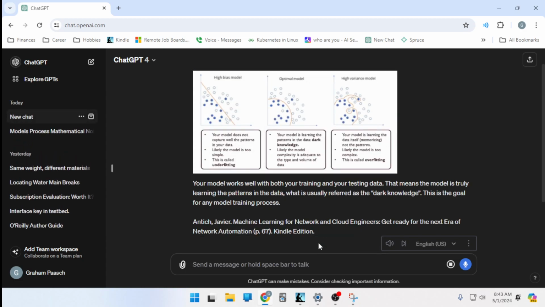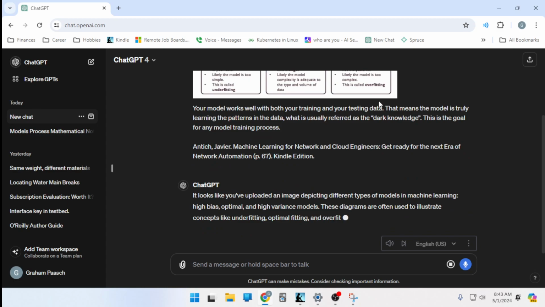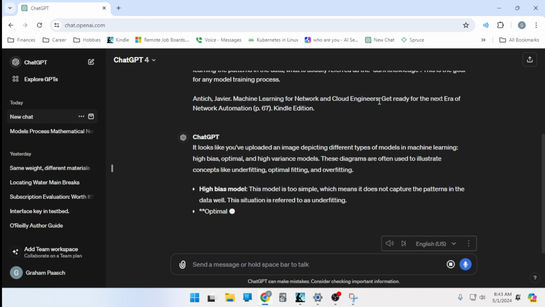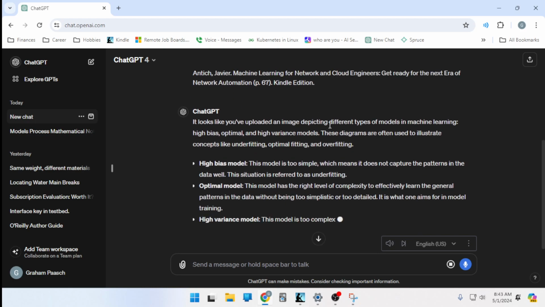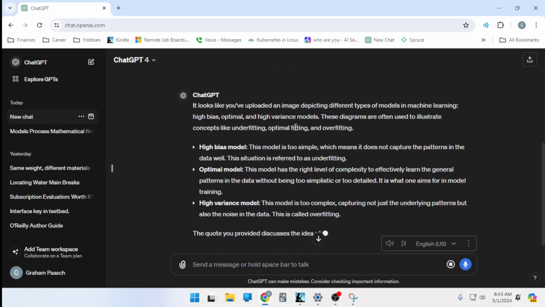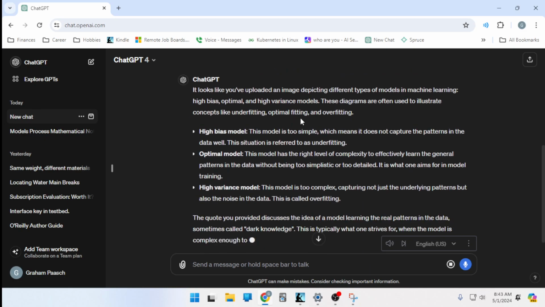It looks like you've uploaded an image depicting different types of models in machine learning: high bias, optimal, and high variance models. These diagrams are often used to illustrate concepts like underfitting, optimal fitting, and overfitting. High bias model. This model is too simple, which means it does not capture the patterns in the data well. This situation is referred to as underfitting.